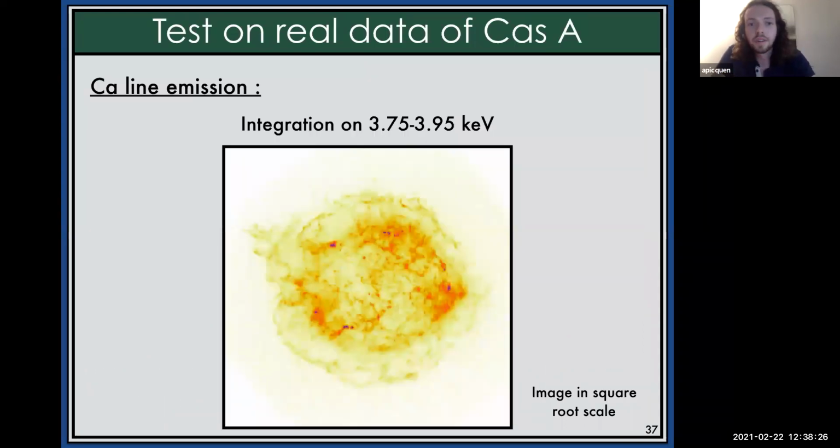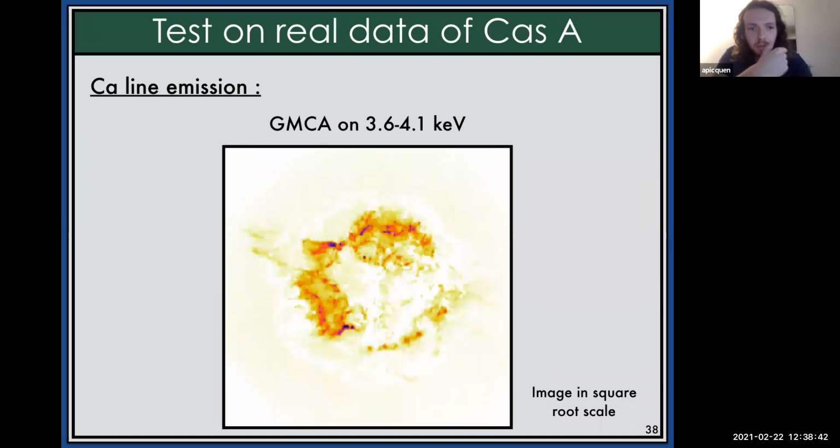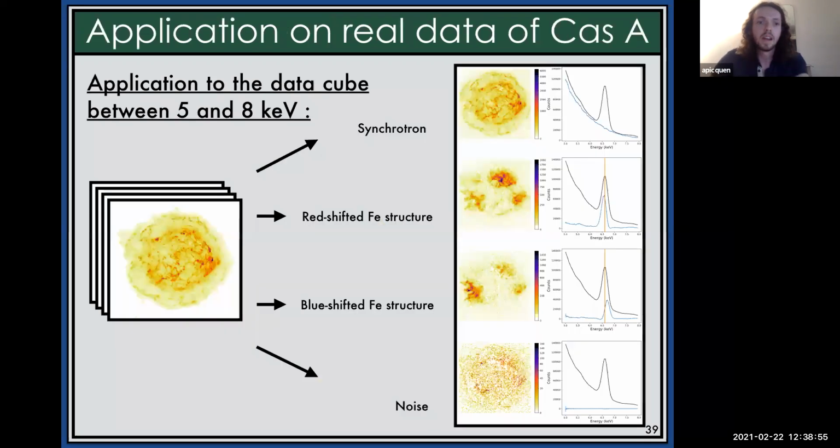So here is a test on real data. This is an integration around the calcium line emission. The image is in square root, and it will be the case for all images because it highlights the pollutions. And here is the same line, but with the image we retrieved with Cassiopeia A. We can see that all the pollution from the synchrotron is perfectly extracted.